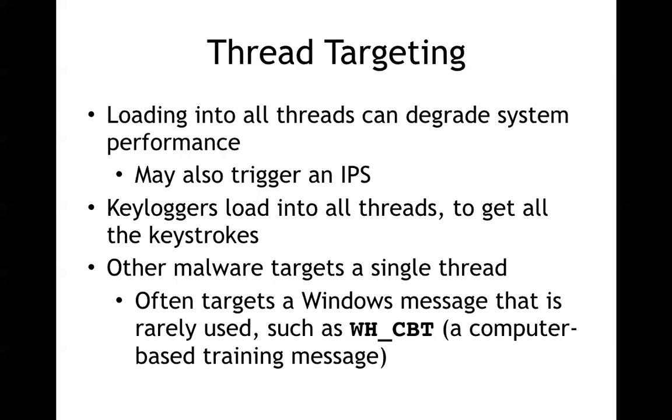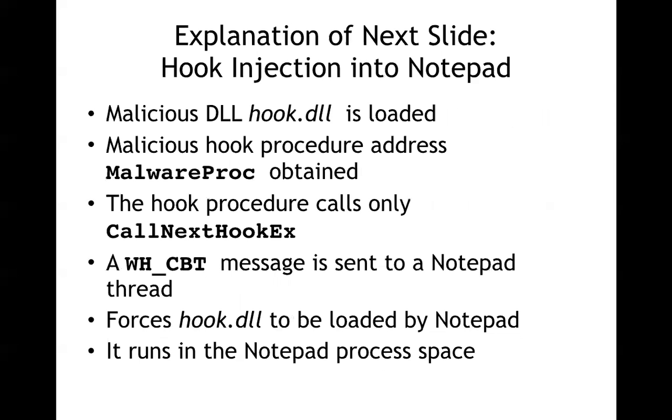If you try to load your hook into all threads, it will probably slow down the machine. That's going to bog them all down. Keyloggers hook all threads to get all the keystrokes. Other malware would target a single thread. If you want to do one simple malicious thing, like steal the password hashes, you don't want to hook into all processes. You want to hook into just one process, and send a signal to activate your hook. There are signals that are almost never used, like WH_CBT, a computer-based training message. You're probably not using it, so that's a good one to use.